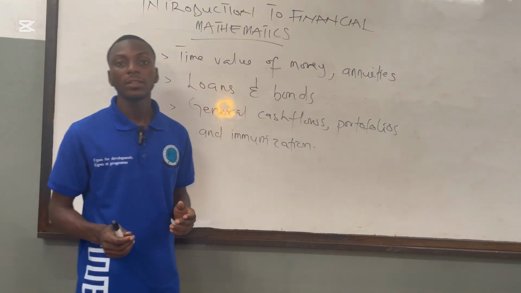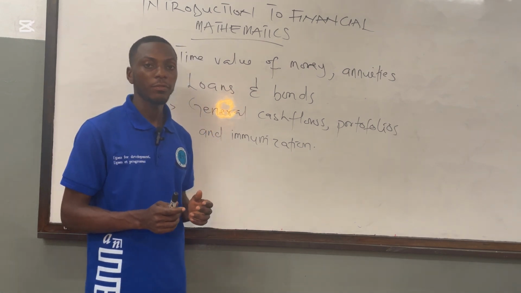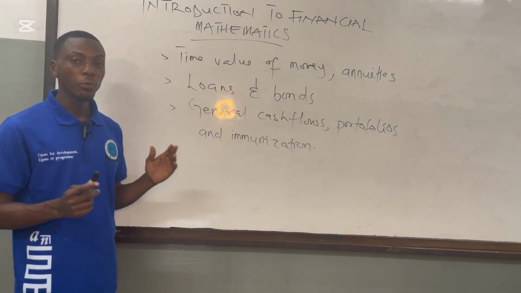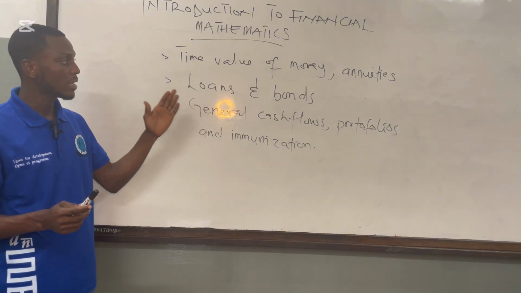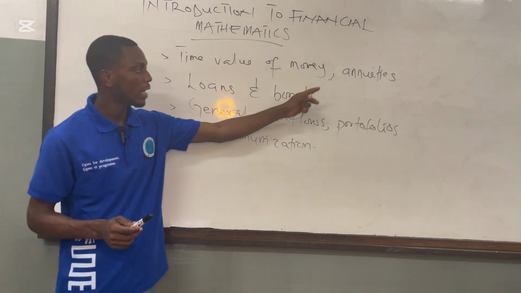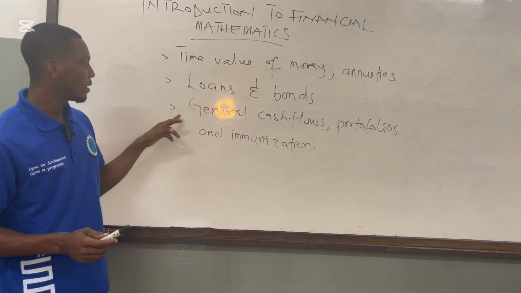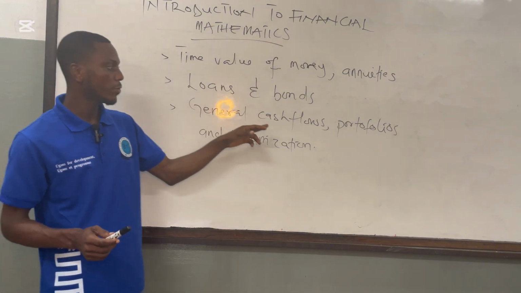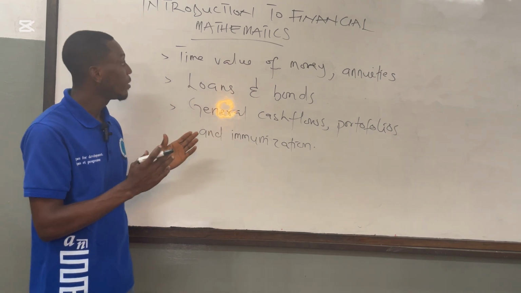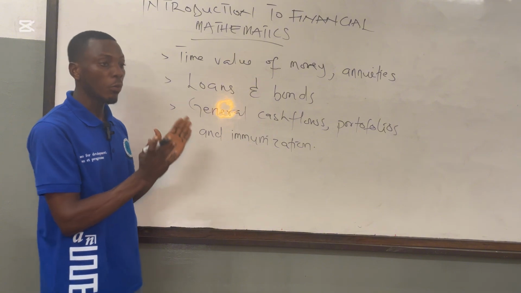Today we'll be looking at the Financial Mathematics exam syllabus, that is exam FM. Basically, there are three broad categories on which the Financial Mathematics examination is based. One, time value of money and annuities. Second category is loans and bonds. And the last category is general cash flows, portfolios and immunization. So these are three broad categories that any questions on the FM syllabus will be based on.